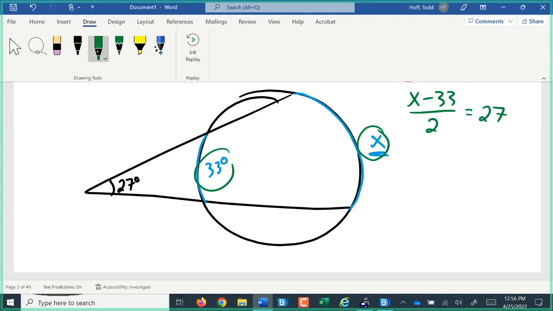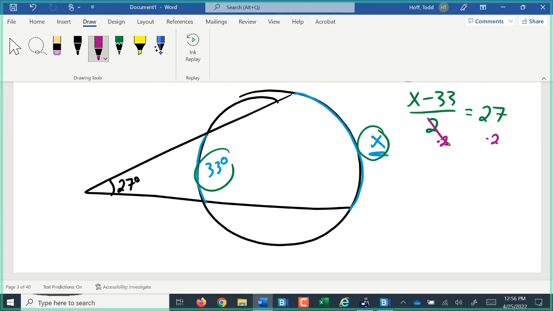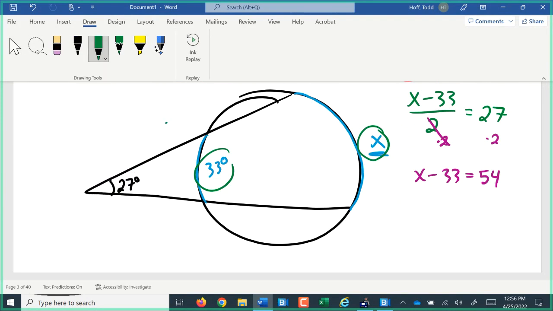How do we solve? Well, this is divided by 2, so we're going to multiply by 2. That cancels out the dividing by 2, which is x minus 33. What's 27 times 2? 54. And then we have to add the 33. So x equals 87.